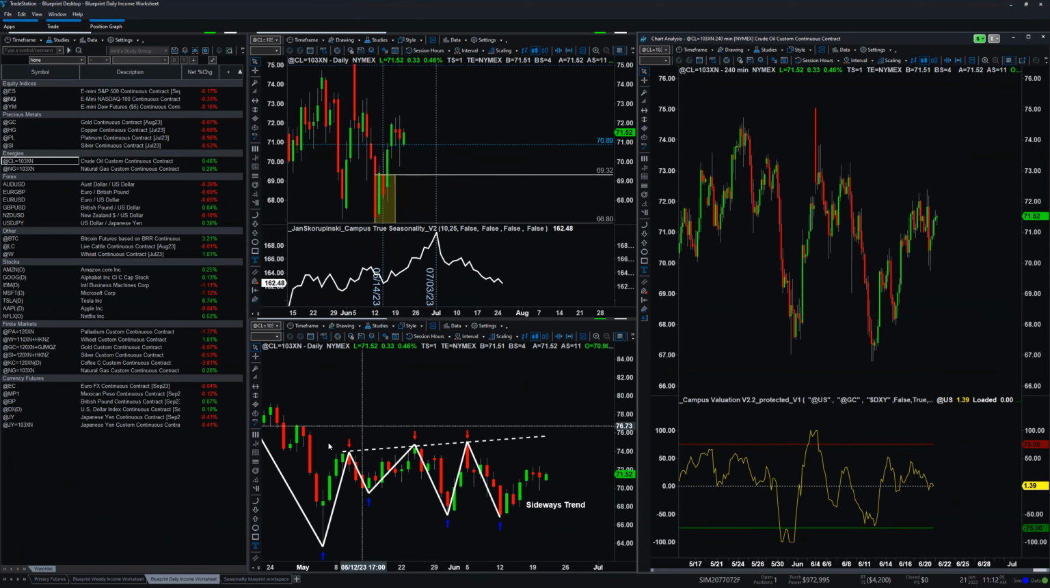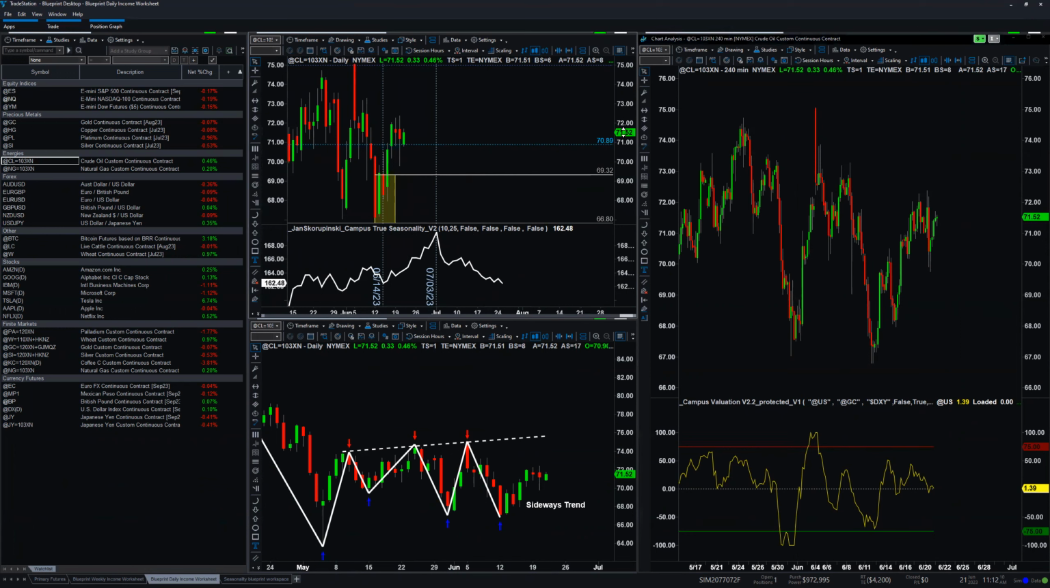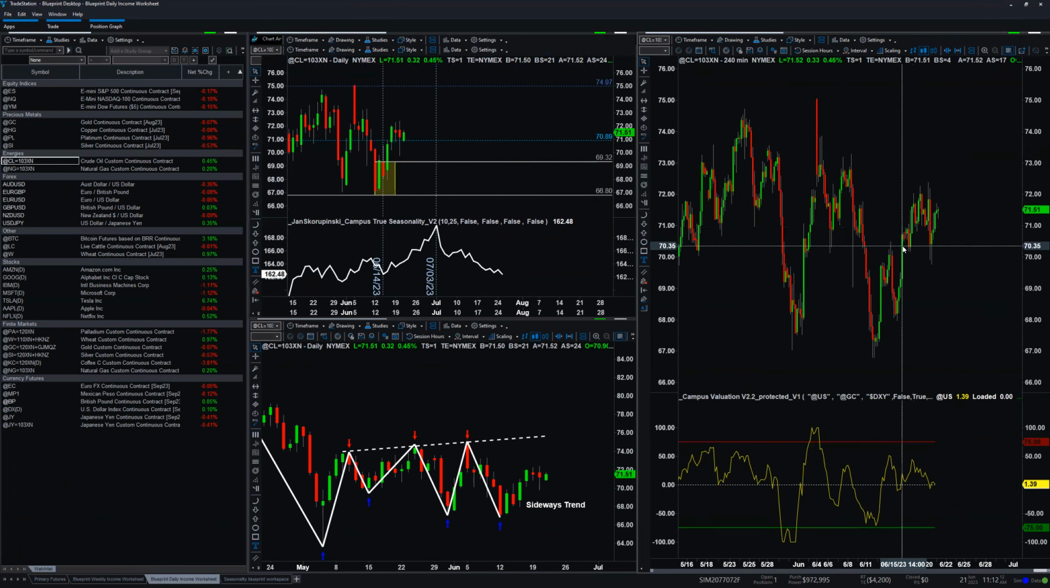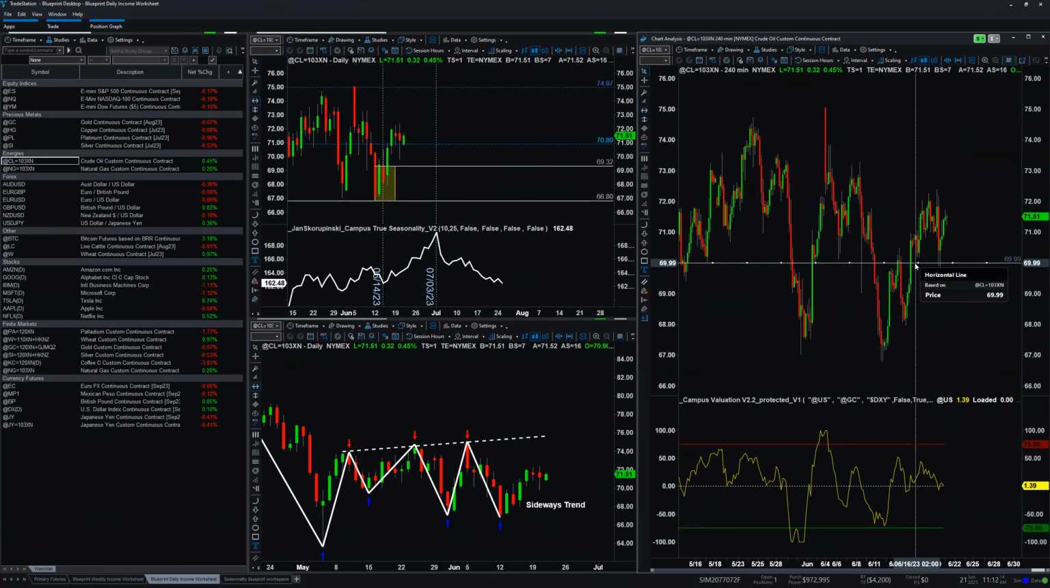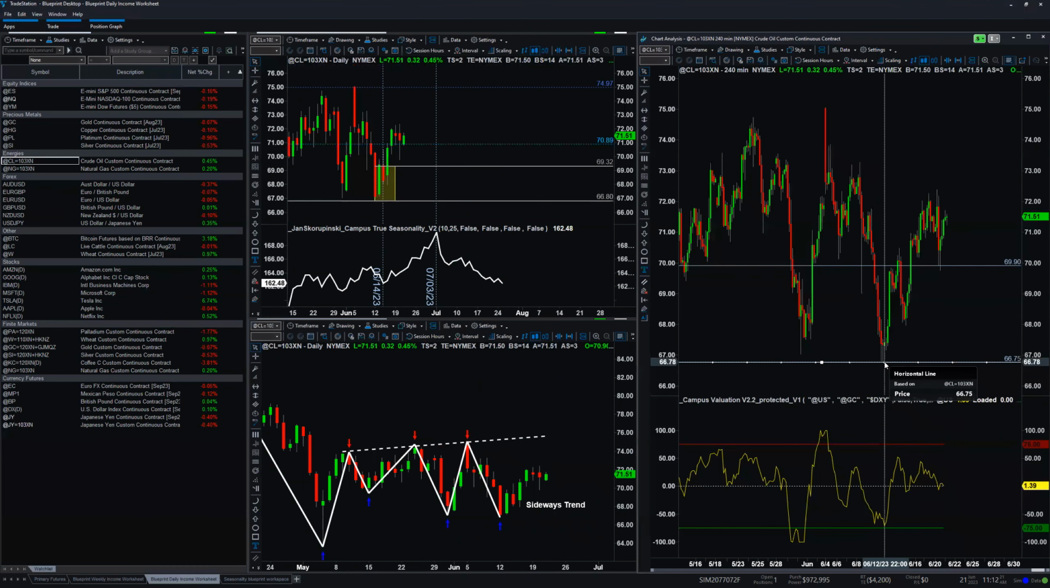So what we want to do in a sideways trend, if we want to buy, is buy low or very low. So let's put in our markers. Low is going to be 78.9. And now this is going to be our window of opportunity.